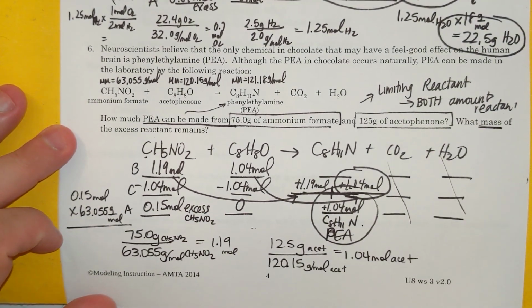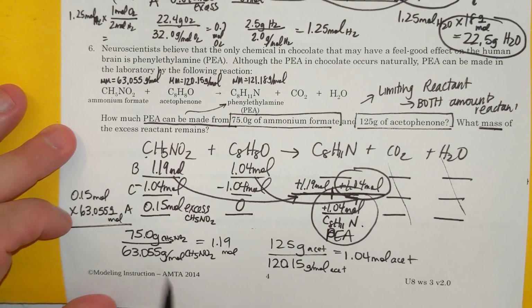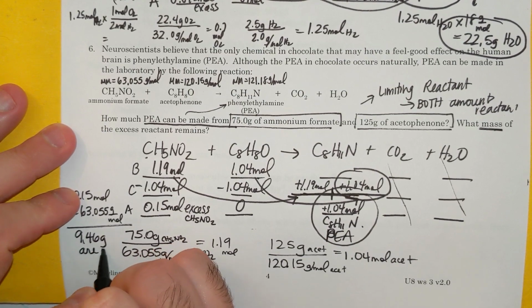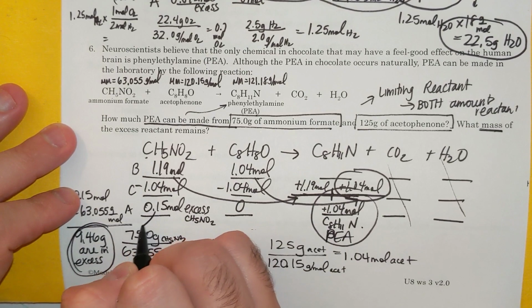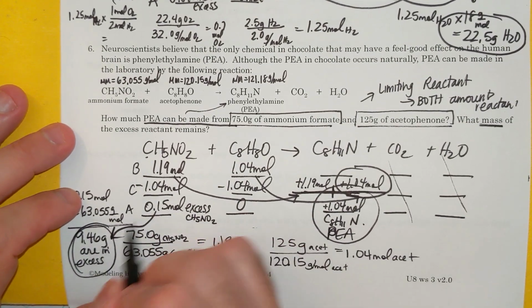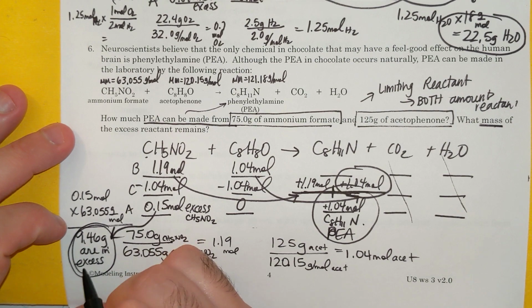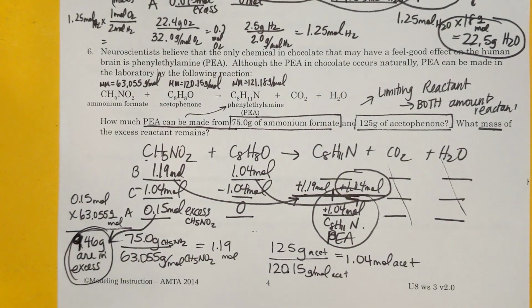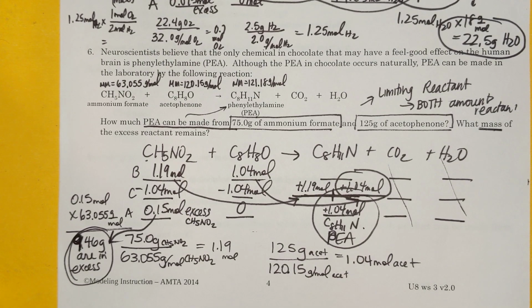0.15 times 63.055, and I get 9.46 grams are in excess. So I have 0.15 moles in excess, which if I multiply by the molar mass, I get 9.46 grams in excess. All right, so I've made a video on every one of the short questions here.